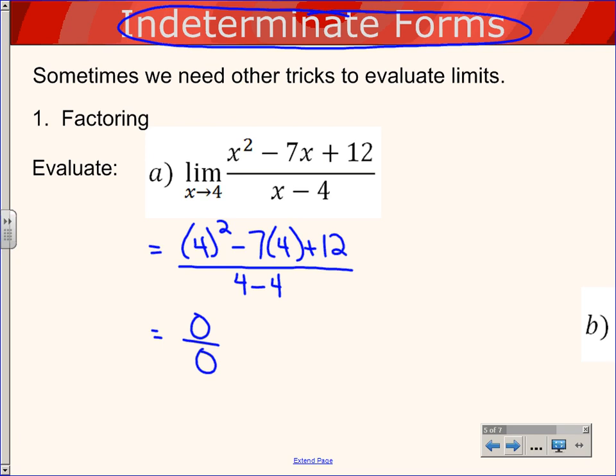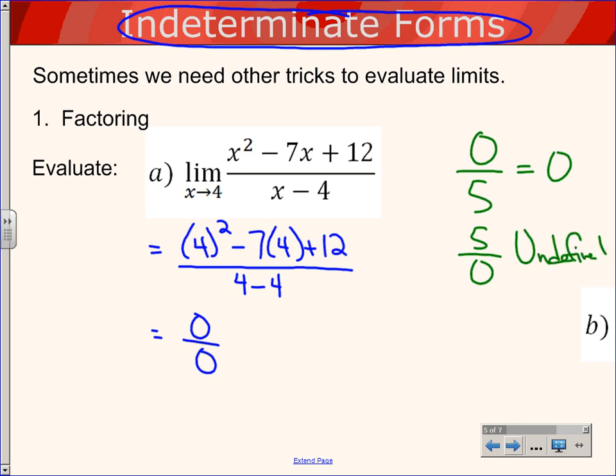0 over 0 is frustrating. It's not the same as something like this. If I have 0 over 5, that's just 0, right? If I have it the other way around, 5 divided by 0, we say that's undefined. And these are the ones that we've talked about in the past with you guys.